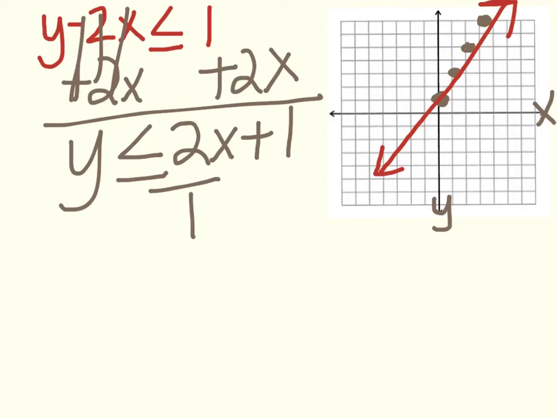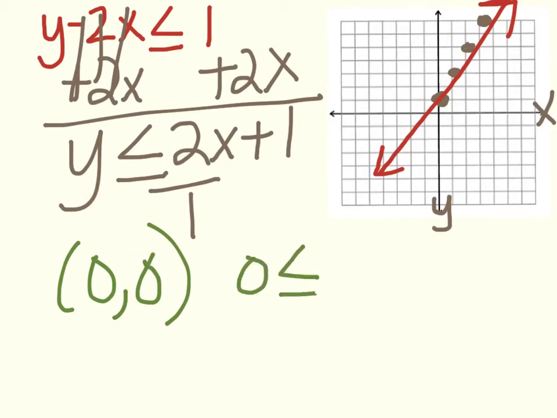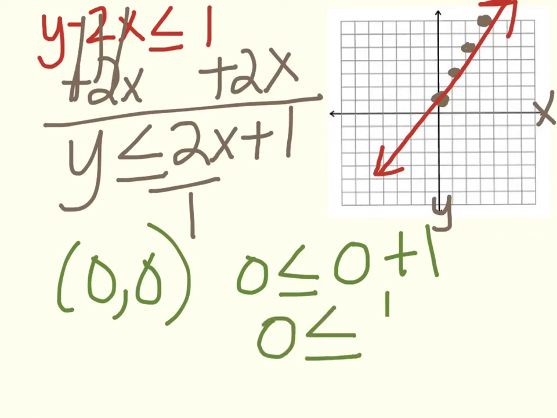The last thing we need to do is figure out where we're going to shade on the graph. Remember to use 0, 0 as your testing point. This is the most accurate way to figure out where the shading goes on the graph. So you plug 0 in for x and you plug 0 in for y, and that gives us 0 is less than or equal to 2 times 0, which is 0, plus 1. We simplify that: 0 is less than or equal to 1. This is true. So that means this 0, 0 point on our graph will be in our shaded region. So we can shade here.